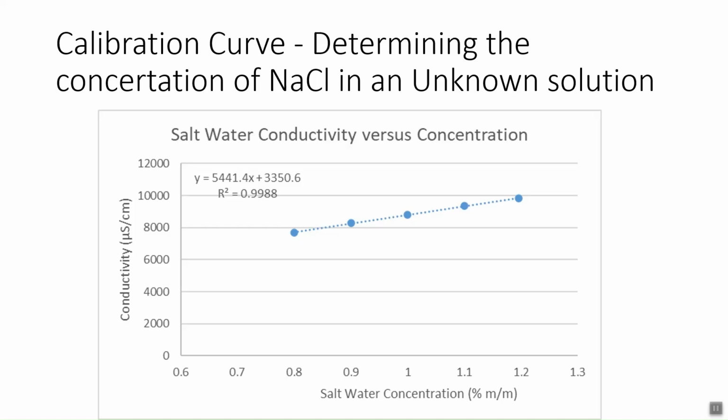So effectively what we do is we make these 5 solutions. We measure their conductivities and we plot them on this graph. So now we know the conductivity of these different solutions. So let's say that our unknown has a conductivity of 9,000. Well, if you look here, 9,000 is about right here, and you can see that about halfway between these 2 lines, the concentration is somewhere around 1.05% NaCl.